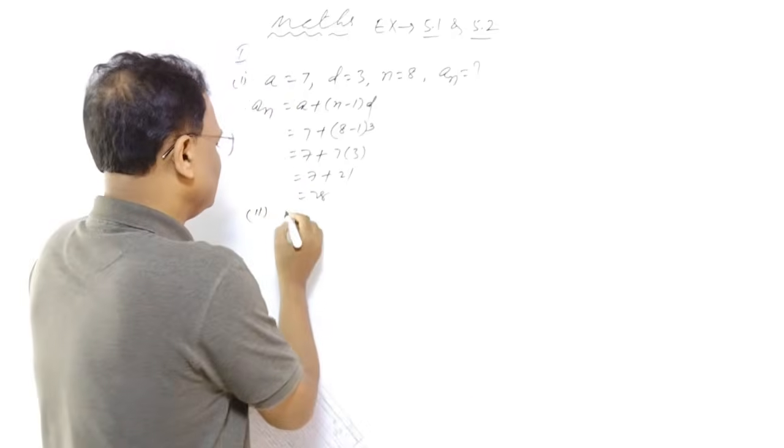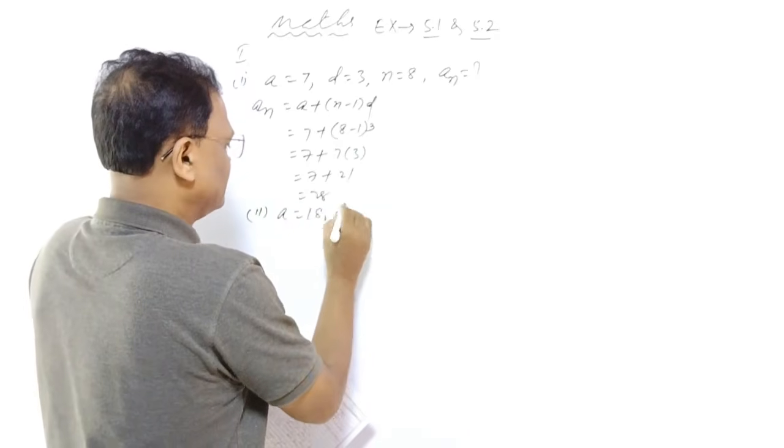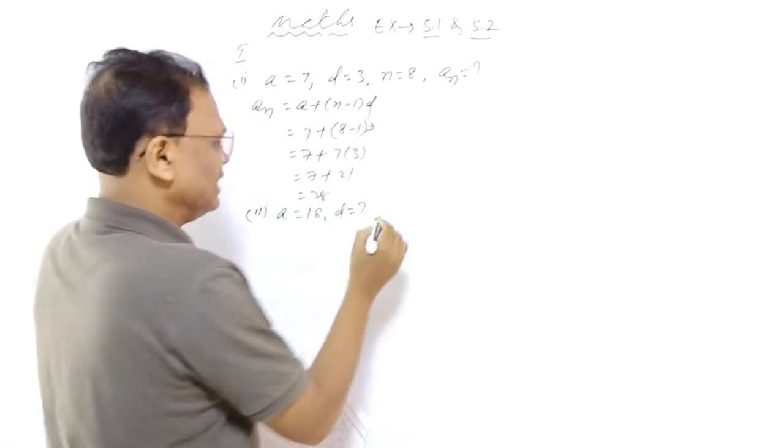Second, he has given a, again a is given 18. d is what he is asking. Again n is given 10.